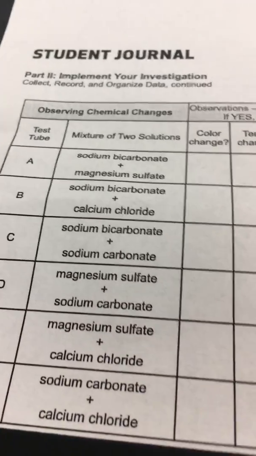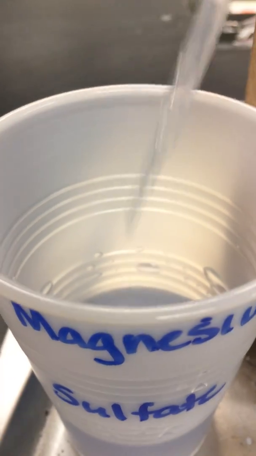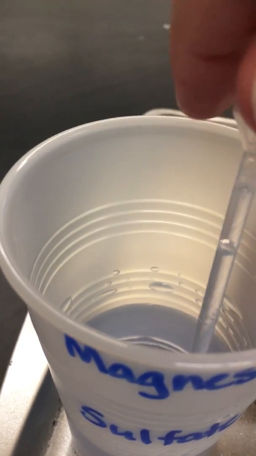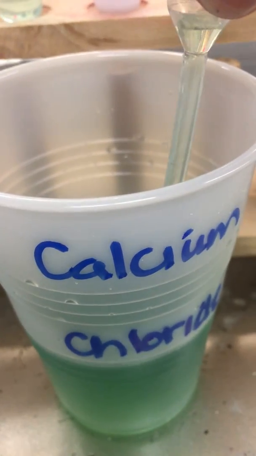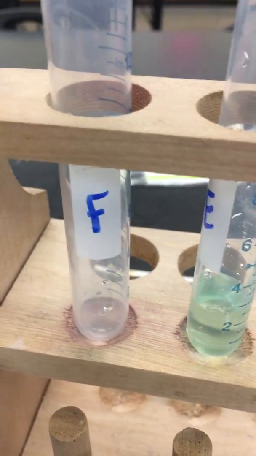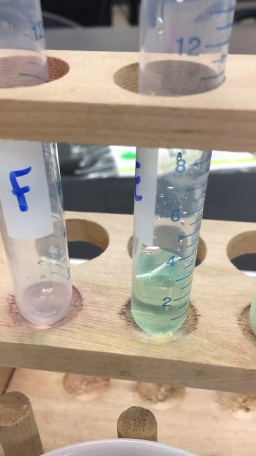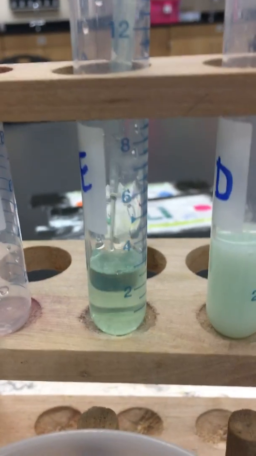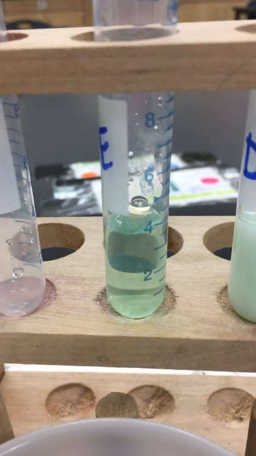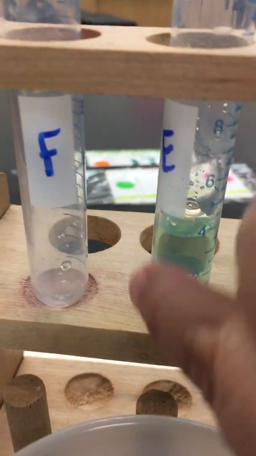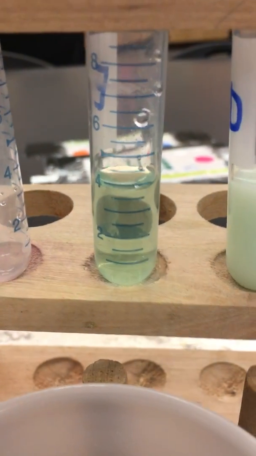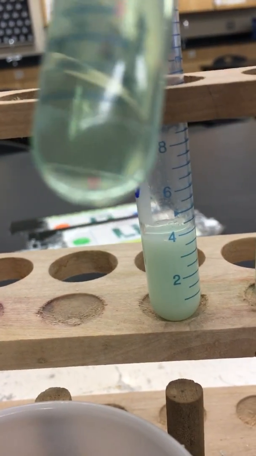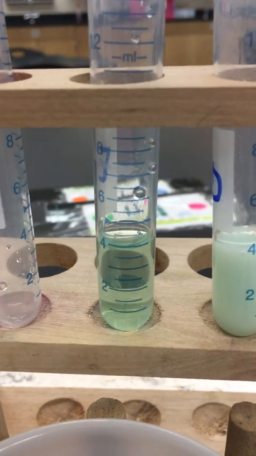Okay, let's see. Magnesium sulfate and calcium chloride. Okay, so magnesium, and calcium. Here we go, calcium chloride. Well, let's see. Color change? Not really. Temperature change? No, not that I can tell. Gas? No. Precipitate? Not yet. So do we have any evidence? Nope, not on that one.